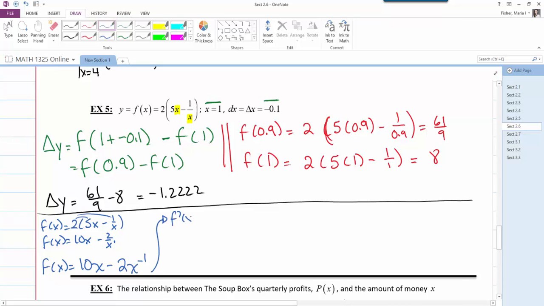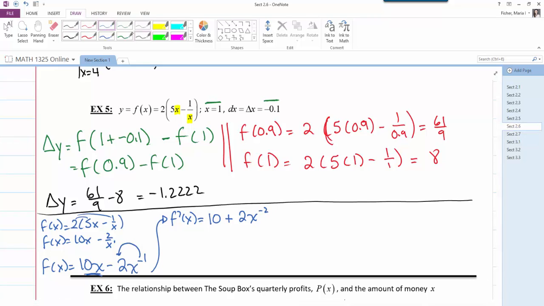What is f prime of x? Well, the derivative of 10x is 10. When it's 10 and just a variable, it's always going to be that coefficient, because remember, the x becomes x to the 0 power, and that's just equal to 1. Here, negative 1 times negative 2 is plus 2x to 1 less, so negative 1 minus 1 is negative 2.